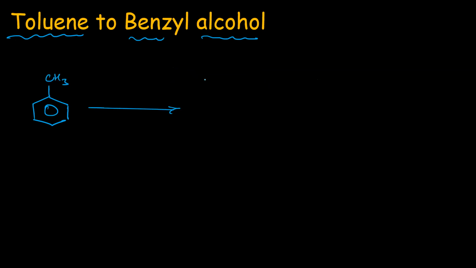Let's move to this one. Toluene to benzyl alcohol. This is important. Please remember this. What is toluene? Benzene ring here with a CH3. Okay, this is toluene. I have to make what? Benzyl alcohol. Now, if you don't know what is toluene, then you will make a mistake. Now, benzyl alcohol is not this one. Okay, this is phenol. This is not benzyl alcohol. Please remember this.